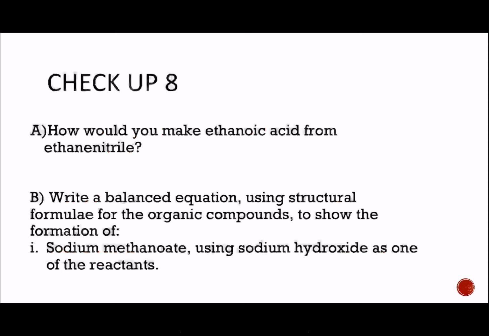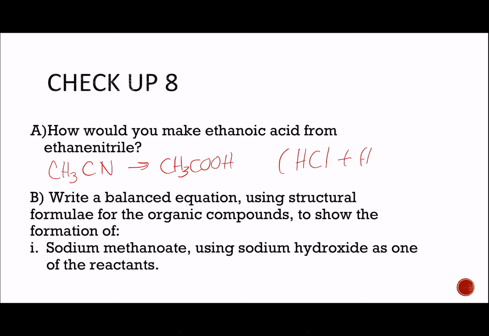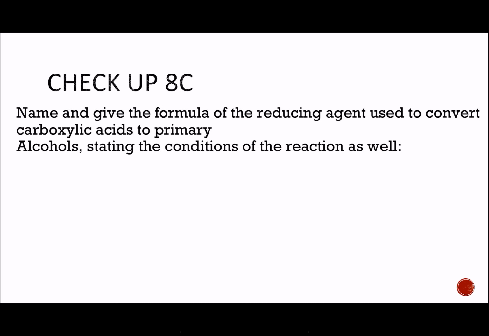All right, so how would you make ethanoic acid from ethanenitrile? This was that reaction. You have to go back a little bit in the video, or hopefully you took the notes. CH3CN goes to CH3COOH with the reagents HCl plus H2O. And then it says, write a balanced equation using structural formulas to show the formation of sodium methanoate. I'll skip that one. It's just a classic reaction.